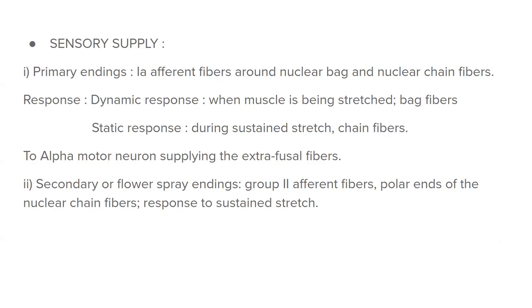Now coming to the innervation, this is the important part. The sensory innervation, the afferent, will be our 1A. The three important afferents that we'll be talking about are 1A, 1B, and 2. Here, the afferent fibers that come into play are 1A fibers. They connect like a spiral around the nuclear bag and the nuclear chain fibers. The primary endings are otherwise called annulospiral endings. So 1A afferent fibers wind around the nuclear bag and nuclear chain fibers.